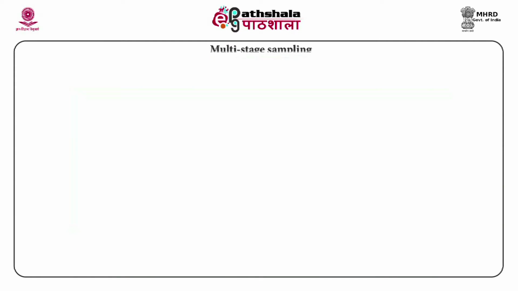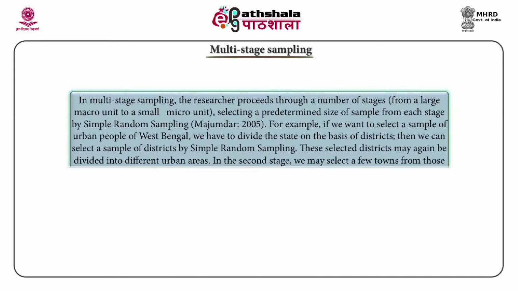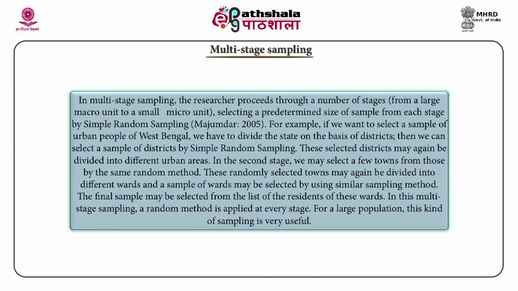There is also multi-stage sampling. In multi-stage sampling, the researcher proceeds through a number of stages, selecting a predetermined size of population from each stage by simple random sampling. For example, if we want to select a sample of urban people of West Bengal, we have to divide the state on the basis of districts. Then we can select a sample of districts by simple random sampling.